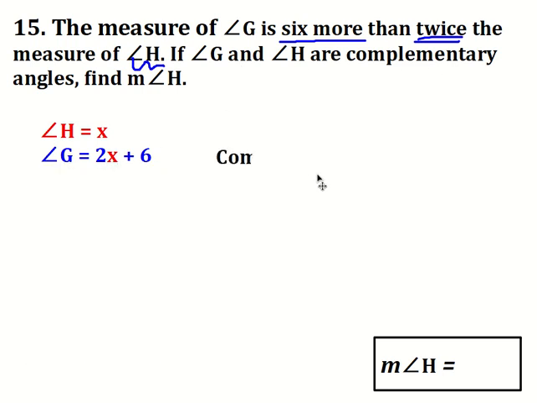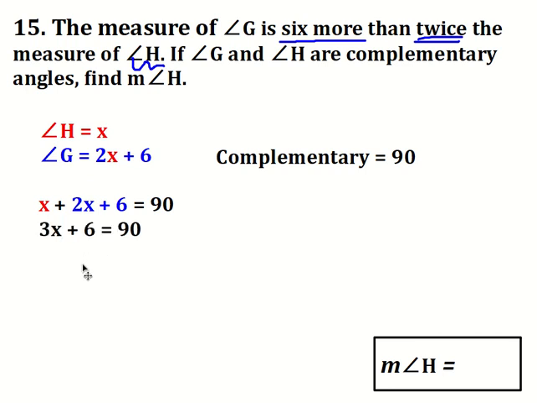Complementary means that they add up to 90 degrees. So I'm going to say, okay, the first one, H, plus the second one equals 90. Combine like terms. Subtract over the 6. So 3x equals 84. Divide through by 3. And x equals 28.